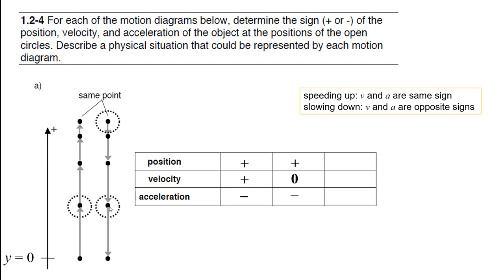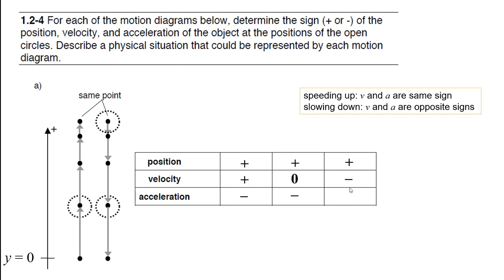If we look at this point here, the position is going to be positive because we're above that horizontal axis, that y equals 0. My velocity is determined just by the direction the object is moving. Here the object is moving downwards, and our axis says up is positive, so down is negative, so my velocity is negative.